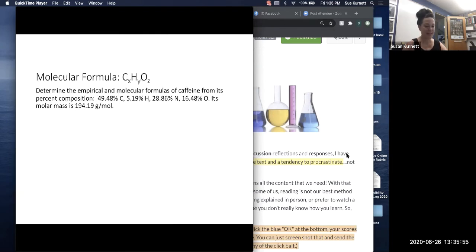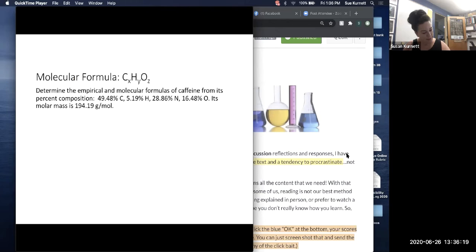Okay, so this last one is for caffeine, one of my favorite drugs. We're gonna come up with the empirical formula, and then with some more information, which is the molar mass, figure out the molecular formula. So same idea, we're doing the empirical formula.